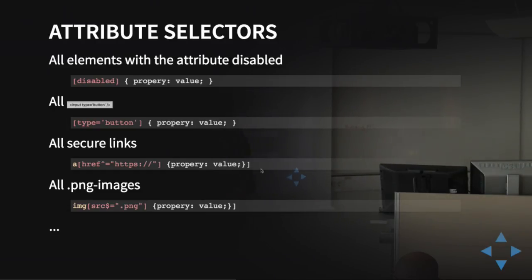You can find all attributes that are of type button, for instance, by this. So you have the HTML, it's hard to see, but it says input type equals button. So it has an attribute type with a value button, and you can find that element by using the bracket notation as well.